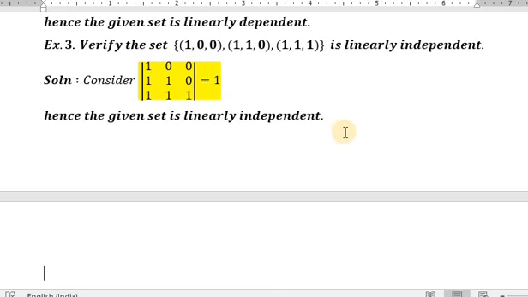So we understood that if the determinant of the given vectors is equal to 0, then the given vectors are linearly dependent. If not, they are linearly independent.